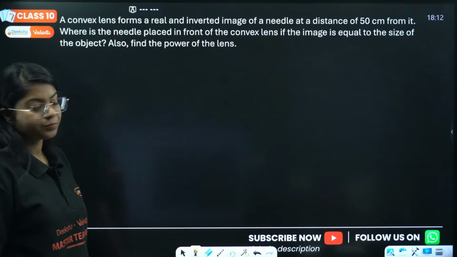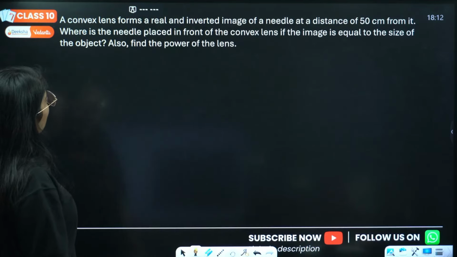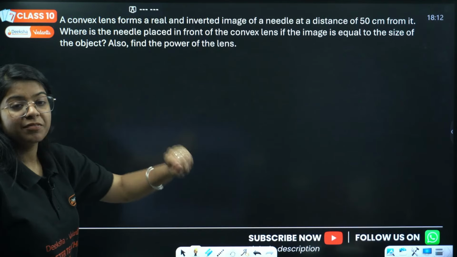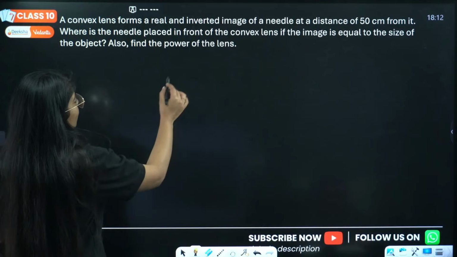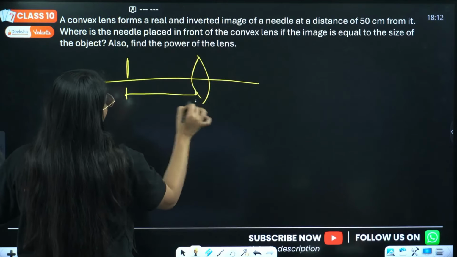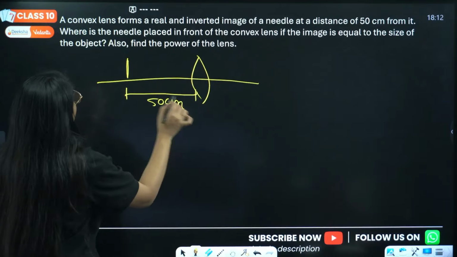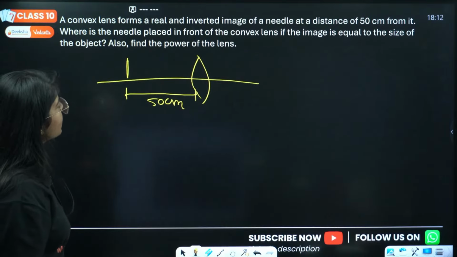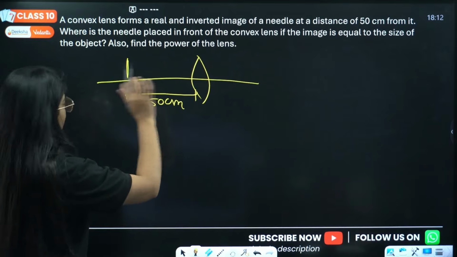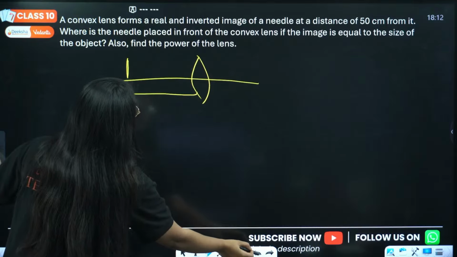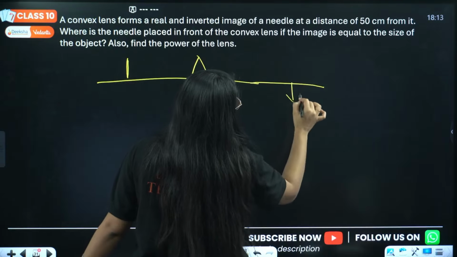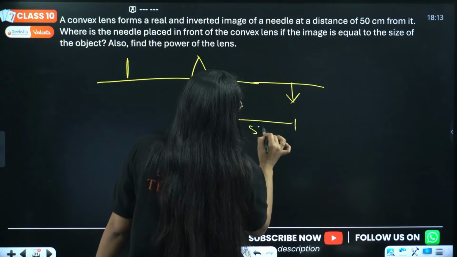Okay. Next, a convex lens forms a real and inverted image of a needle at 50 centimeter from it. So we have a convex lens and the needle is 50 centimeter from the convex lens. Where is the needle placed in front of the convex lens? Oh, this is image. Sorry, my bad. So this is image of the needle. Image of the needle, that means the needle is somewhere here. So this is 50 centimeter.